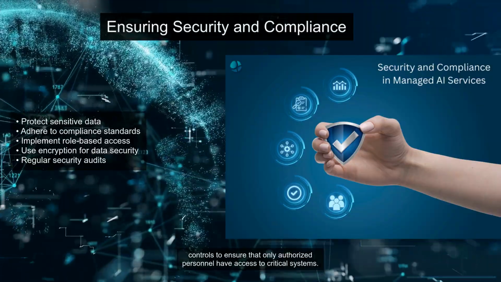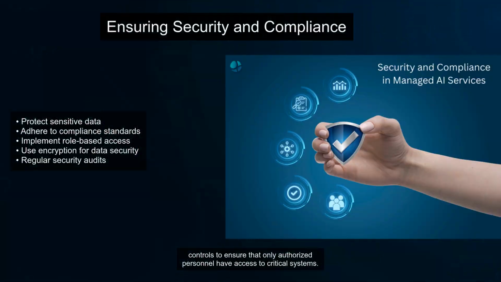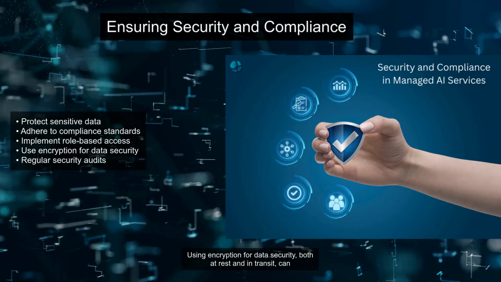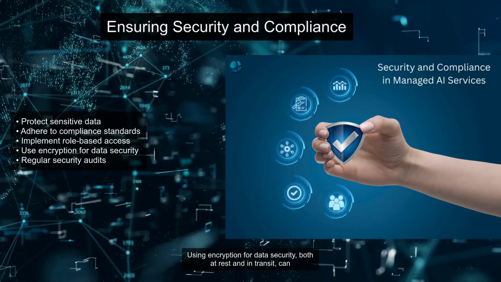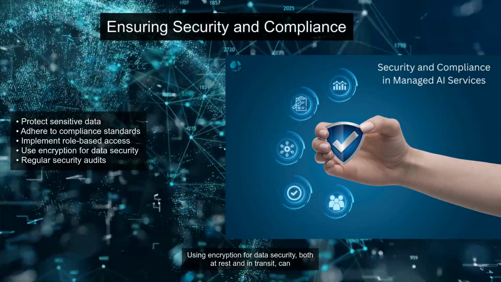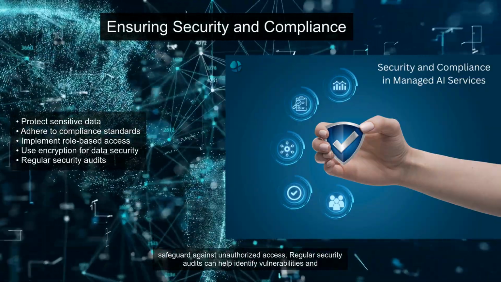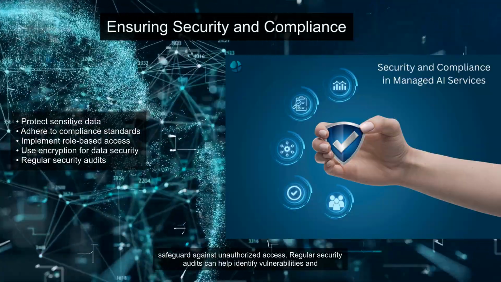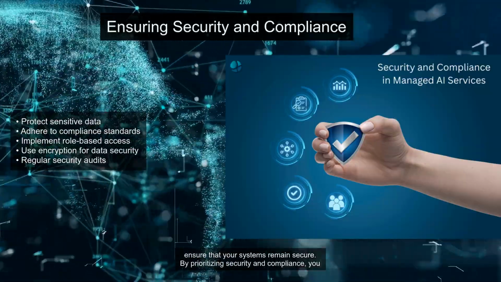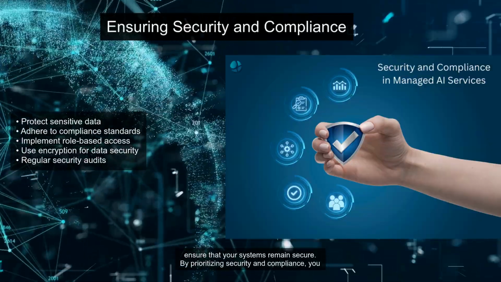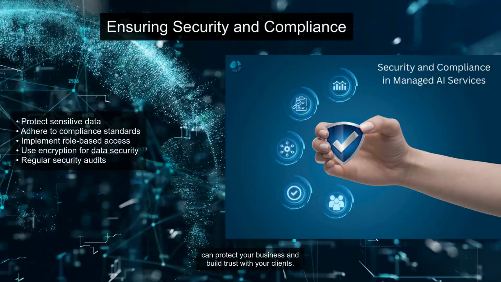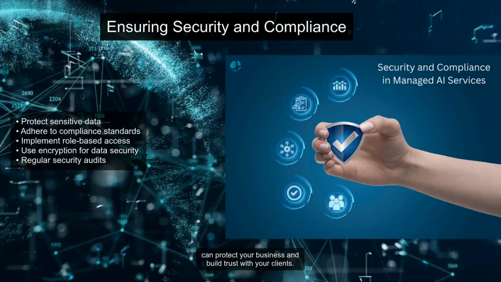Implement role-based access controls to ensure that only authorized personnel have access to critical systems. Using encryption for data security, both at rest and in transit, can safeguard against unauthorized access. Regular security audits can help identify vulnerabilities and ensure that your systems remain secure. By prioritizing security and compliance, you can protect your business and build trust with your clients.